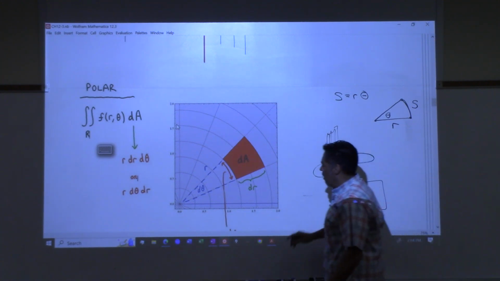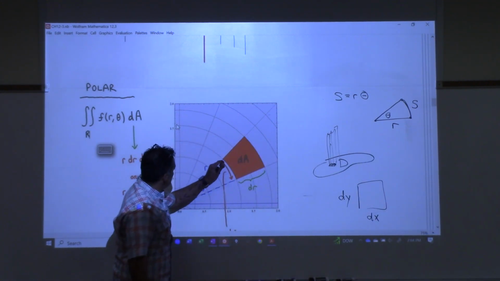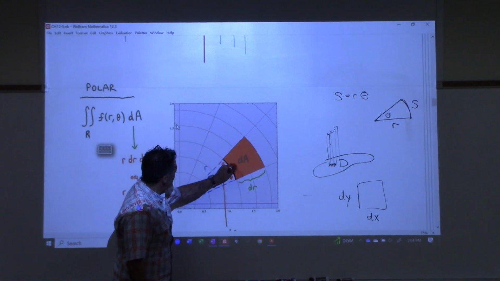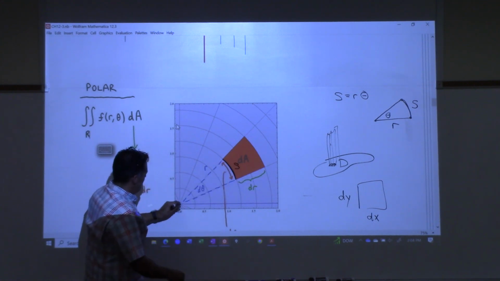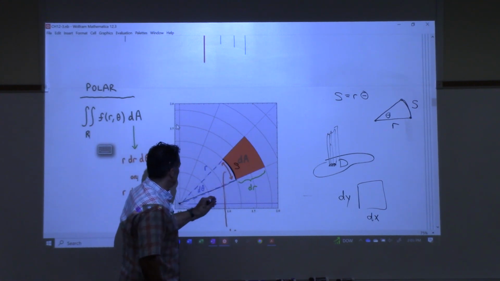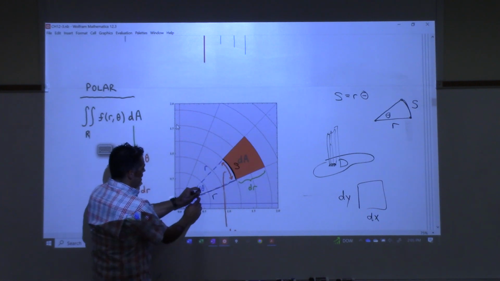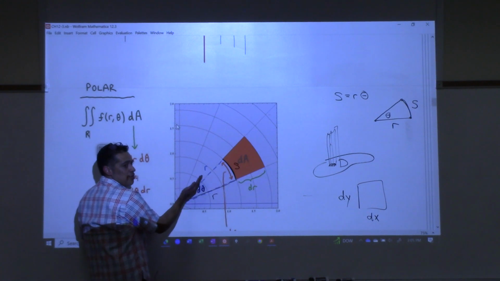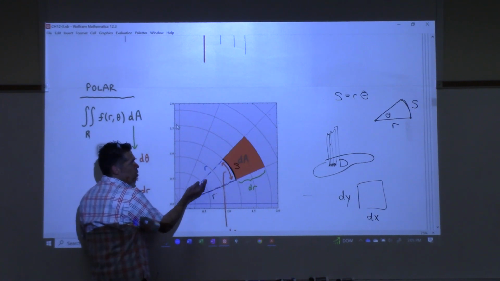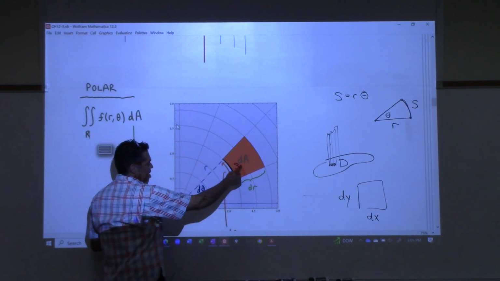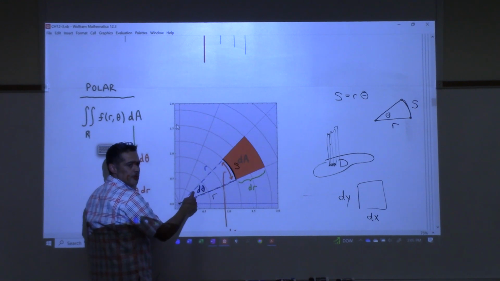So what you have to see here is that this right here is like the S, and the distance from here to here is the R, and then this right here is d theta. D theta is how much the angle changes by. So according to that formula, this length will be this times this.